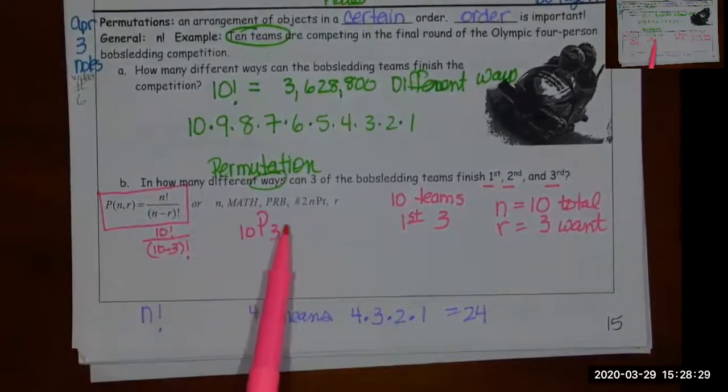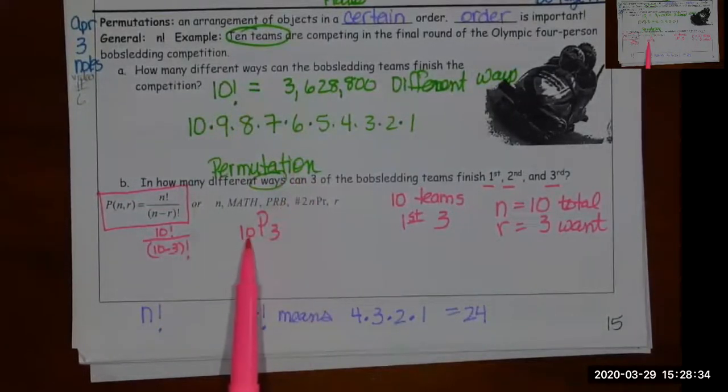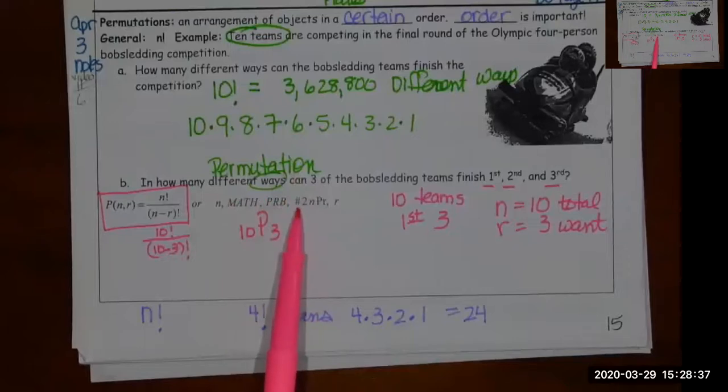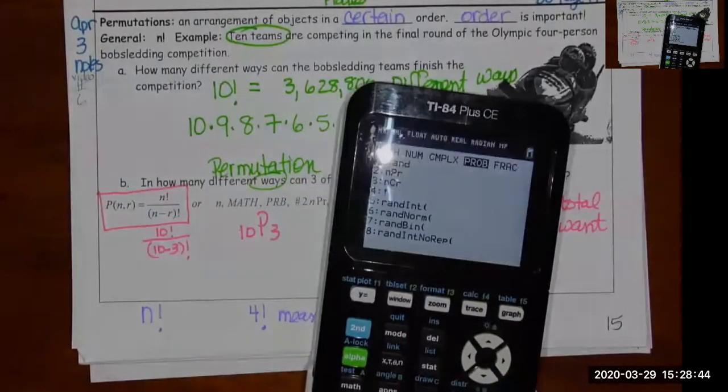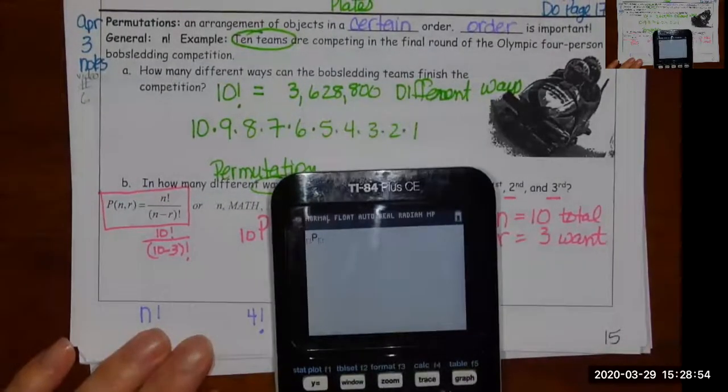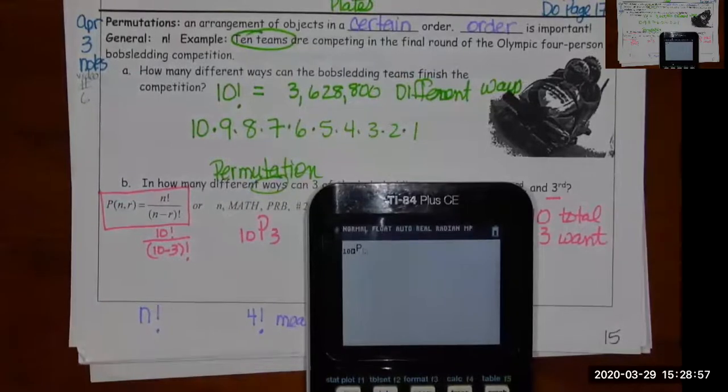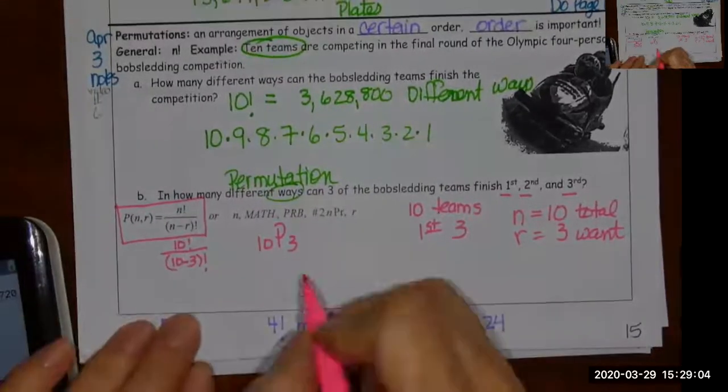If you have the older calculator without the LED screen, you type in 10, then math, PRB, 2, and then you type in the 3. If you have the nice new calculator, let me clear that so I can do it with you again: math, arrow over to PRB, and choose number 2, and then it's going to set it up so you can just type it in. You put in the 10 and hit your arrow key, put in the 3 and hit enter, and there are 720 ways.